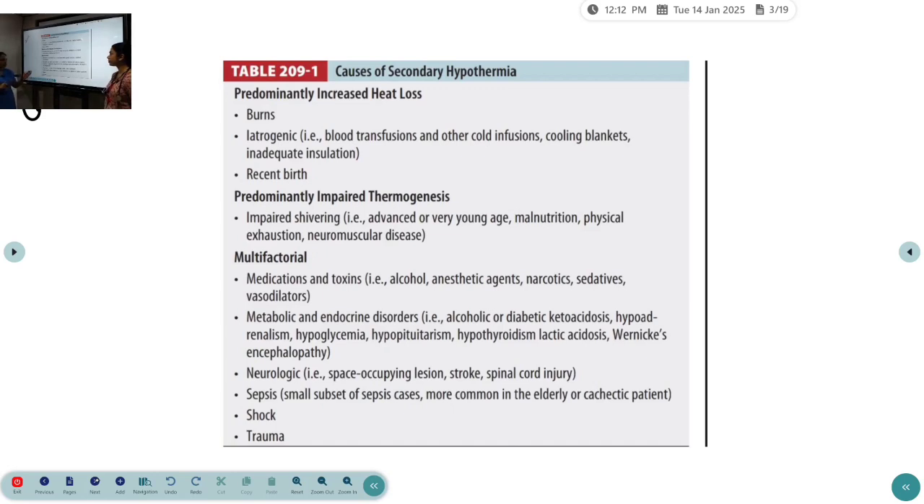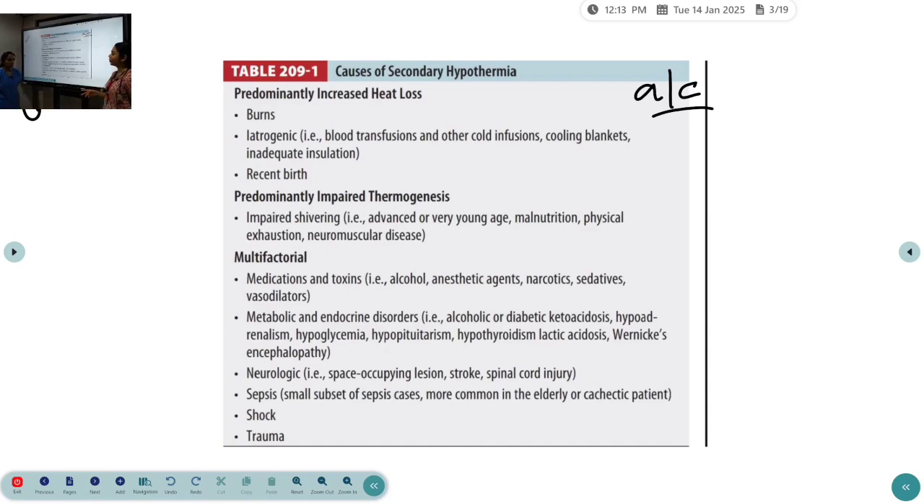Then other less common causes are sepsis, shock, and another one we commonly see in our ER, the trauma cases. And also neurogenic causes such as spinal cord injury, space occupying lesions, or stroke, then also the patient can go into secondary hypothermia. So these are the most common causes. There are acute and subacute causes. If you are talking about acute causes, especially not in our climate area, especially exposure to immersion into cold water, that is an acute cause.